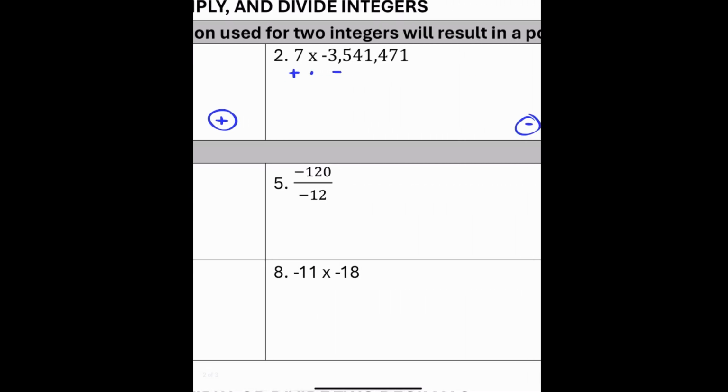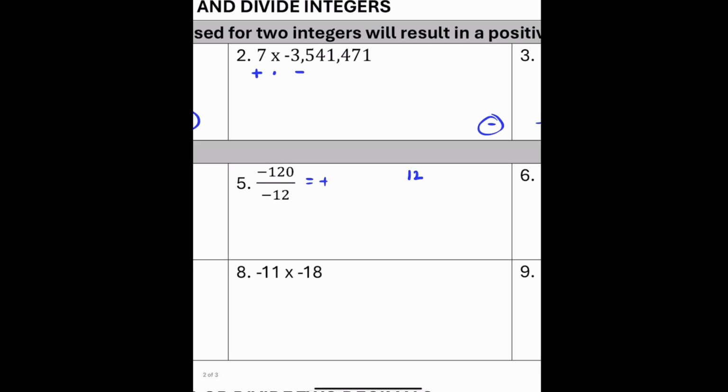Number 5, -120 divided by -12. So we have a negative divided by a negative, so the answer is going to be a positive, right? So now what we're going to do is divide. I'm going to write my 12 here, draw a division sign, and then write 120 underneath that. This is basically where we're going to be using long division, so hopefully you remember long division back in elementary school or maybe middle school.